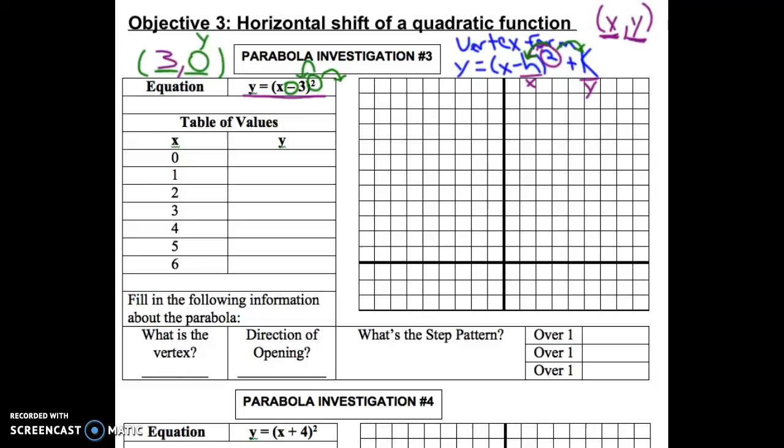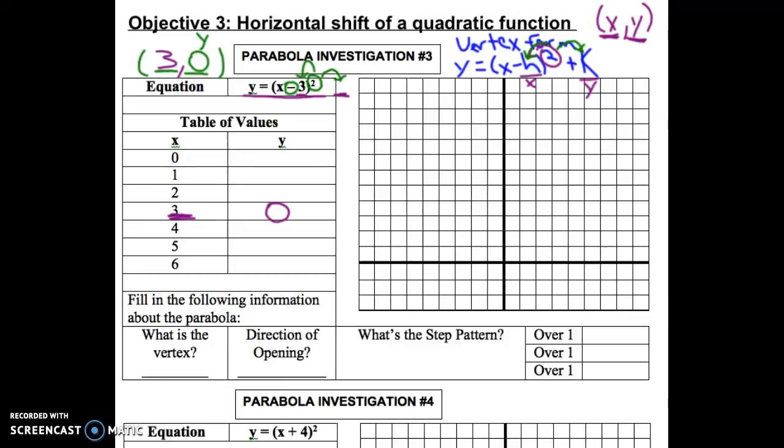So I have just plotted my vertex based off of the information that I have from vertex form. There was no k value, so I know that y is 0. The x value here is lying to me. It was x minus 3, so my vertex is positive 3. So I know my vertex is 3, 0 from my plotted points. And I'll actually show you the math as to why that works out as well. I'm going to go ahead and plot the table of values and then plot the points as well.